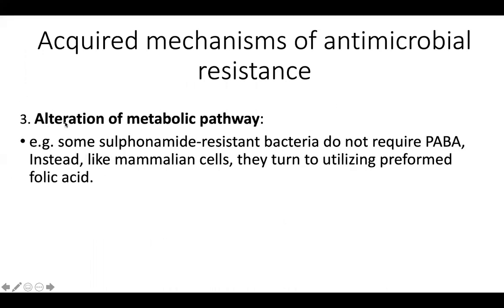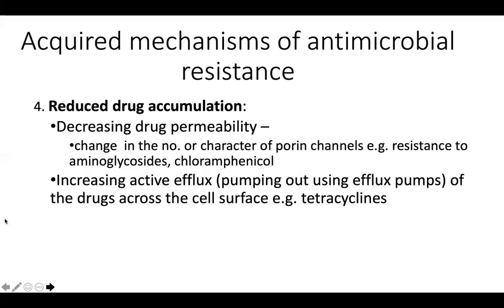Another result is alteration of the metabolic pathway, common in resistance against antimicrobial agents that target pathways. For example, the folic acid metabolism pathway. Some sulfonamide resistant bacteria do not require PABA. Instead, like mammalian cells, they turn to using preformed folic acid. So even if you target PABA, it does not affect them because they already have the formed folic acid.